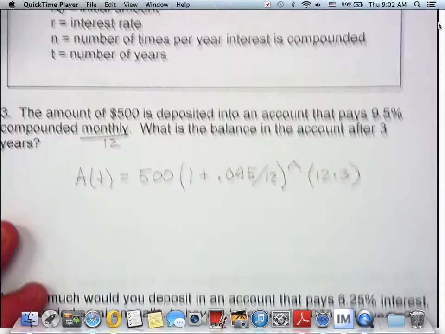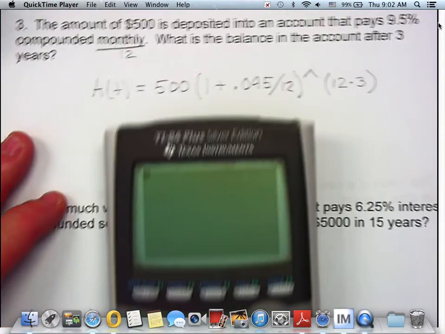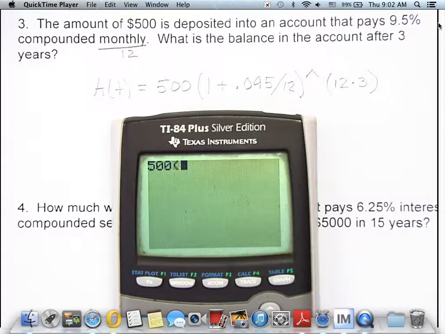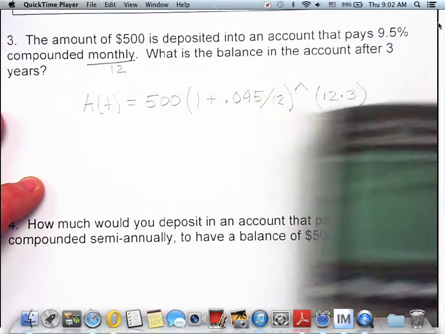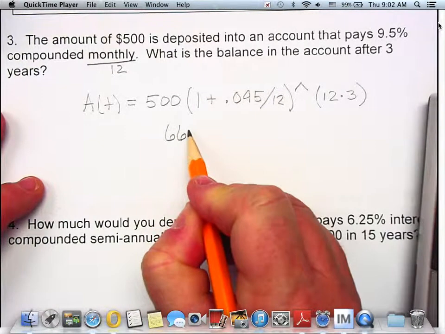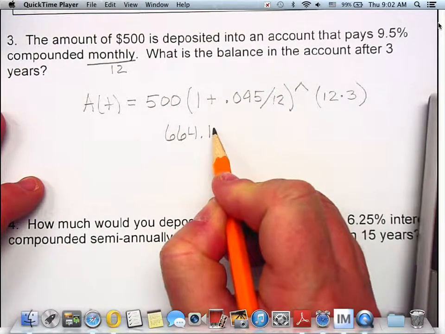Okay, then we'll put that in the calculator just like it is. 500 parentheses 1 plus 0.095 divided by 12, close parentheses, caret, open parentheses, 12 times 3. $664.14. So that's how much would be in the account after 3 years.